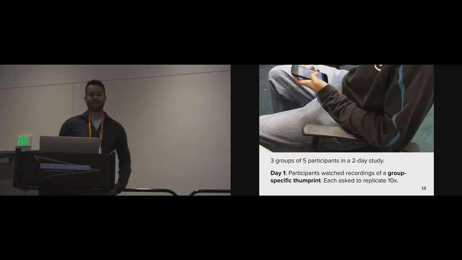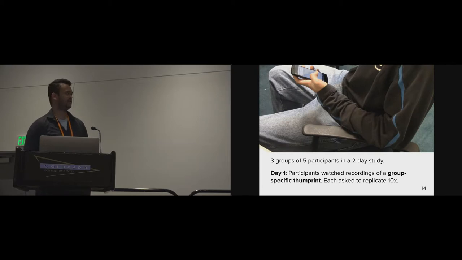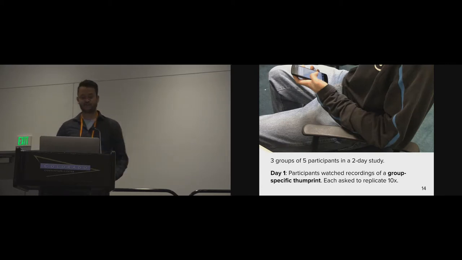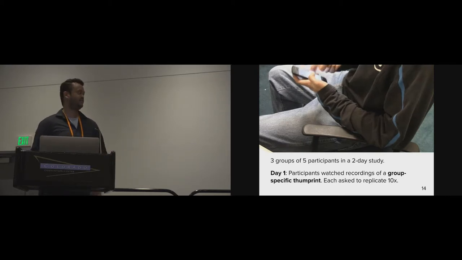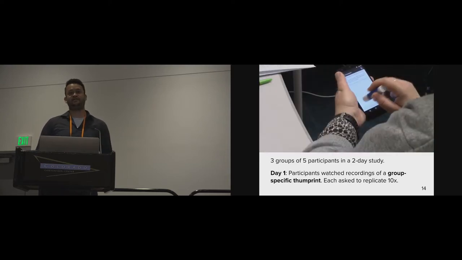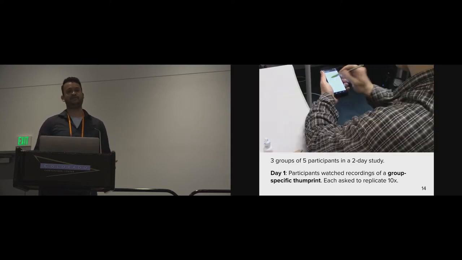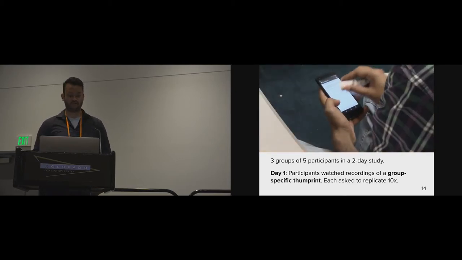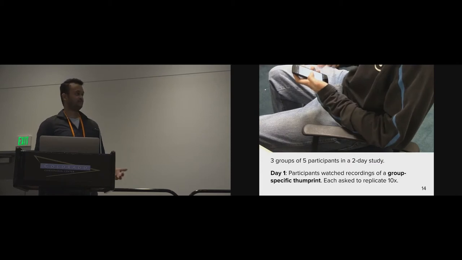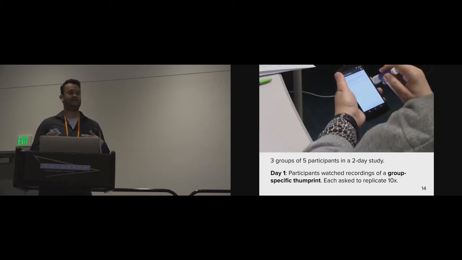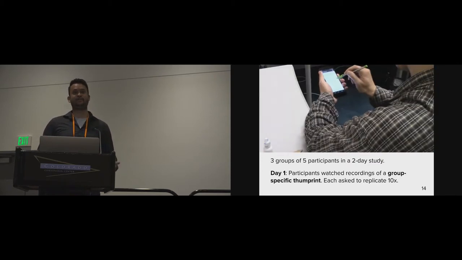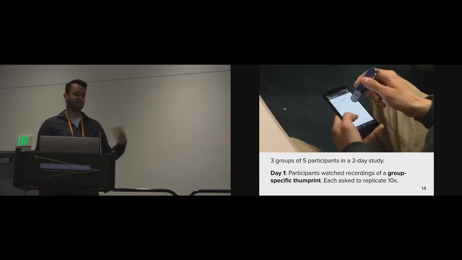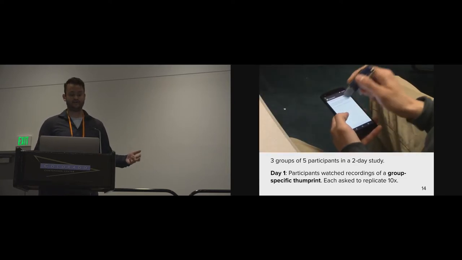To answer these questions, we ran a 2-day in-person lab study with 3 groups of 5 participants. On the first day, participants were asked to watch a video of a group shared thumbprint. They were allowed to watch this video as long as they wanted until they felt comfortable replicating that thumbprint themselves. Once they felt comfortable, they were instructed to enter registration attempts themselves. This is the registration phase that I was talking about before.